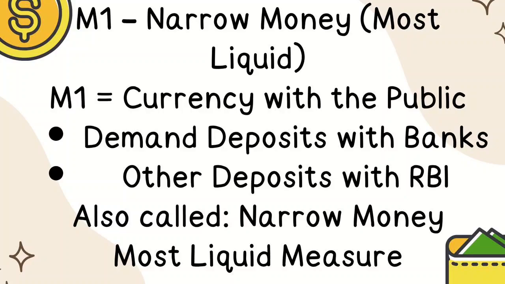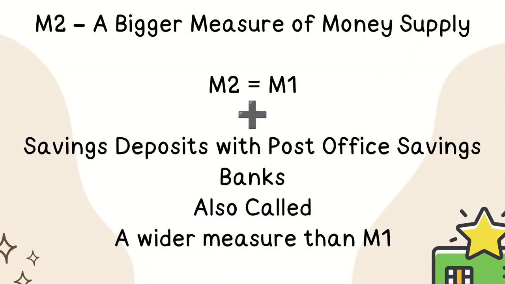So if the exam asks, why is M1 called narrow money? Because it only includes the most liquid form of money that is readily available for making payments. That one sentence is very important. We'll see in the next slides how M2, M3 and M4 gradually become broader by adding more types of deposits. Now that we have understood M1, let's move to the next measure, M2.